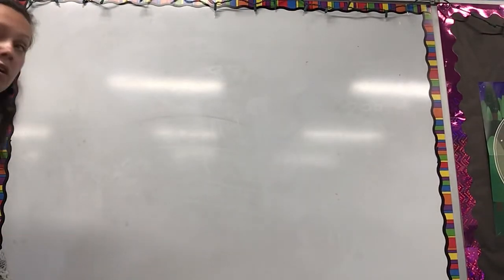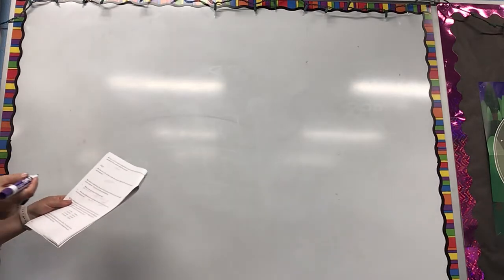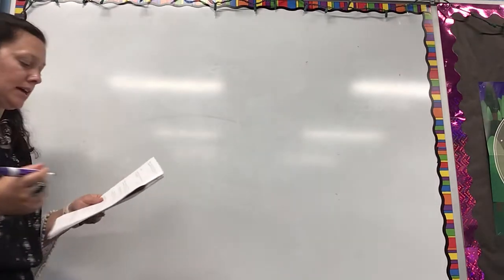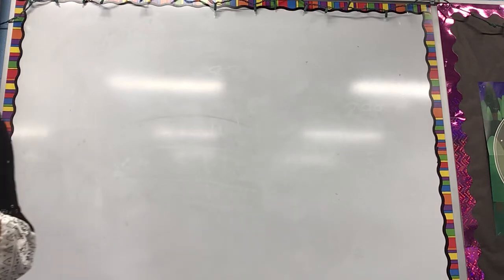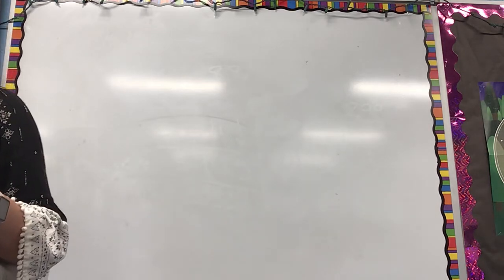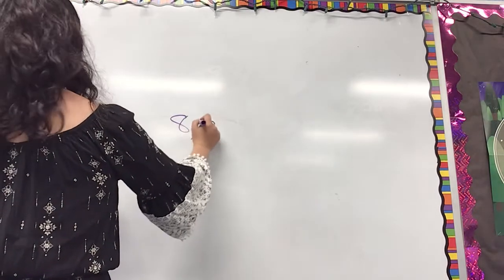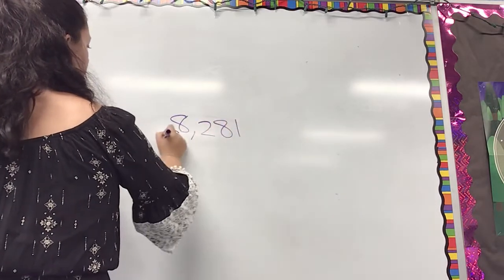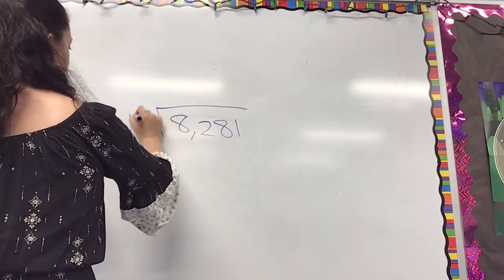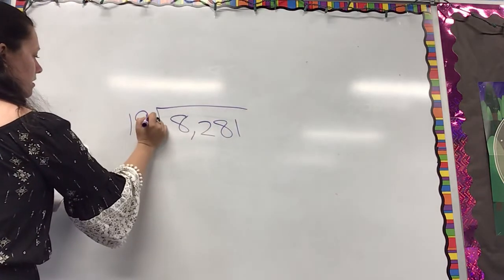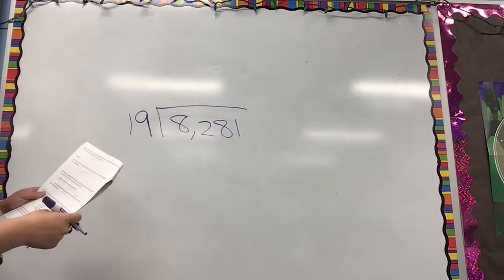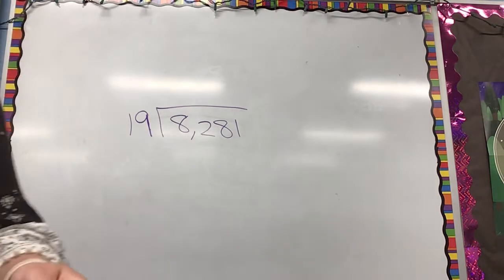What is your equation here for this one? Mimi? 19 times 8,281, she said, multiplying. Malia, what do you think? Yeah, dividing 8,281 by 19, because every 19 people, they're giving out a prize. I'm dividing there. Very nice.